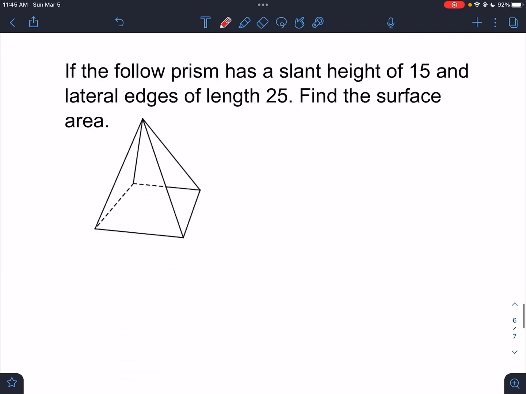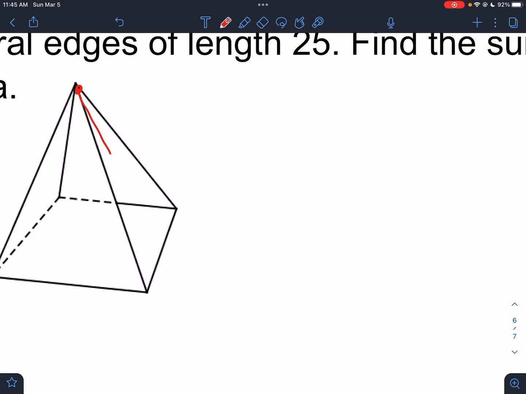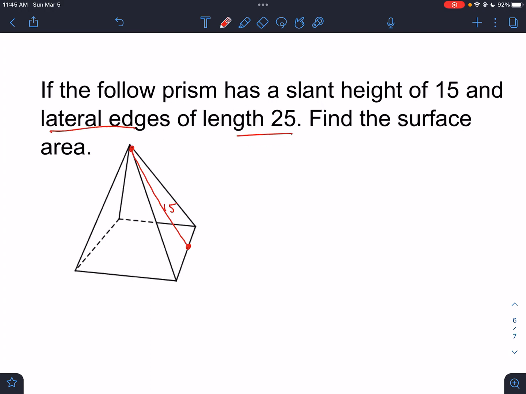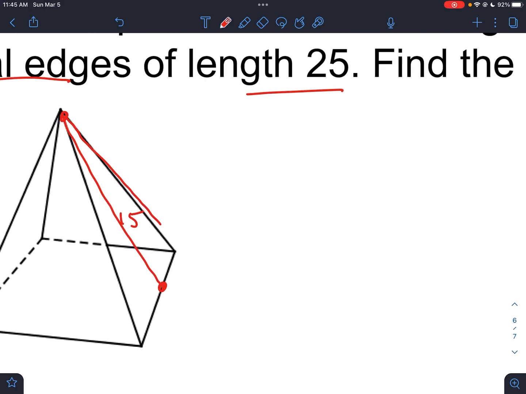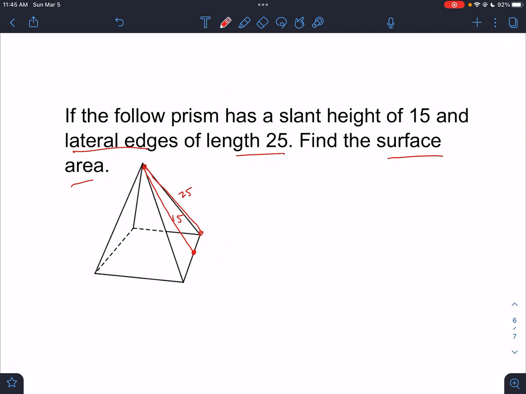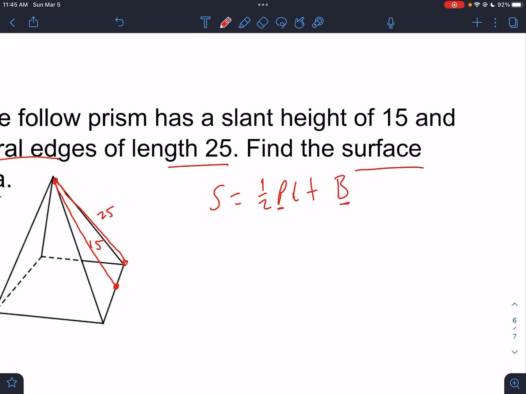Let's do a problem. If the following pyramid has a slant height, we've got to remember where that is. The slant height is down the middle of the side, of 15, and lateral edges of length 25. This would be from the apex to the corner. That's 25. Find the surface area. Surface area is 1/2 PL plus B. So again, we need the perimeter of the base and the area of the base, right?